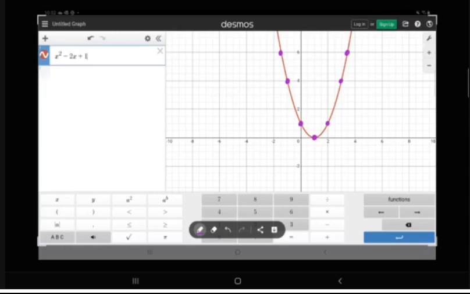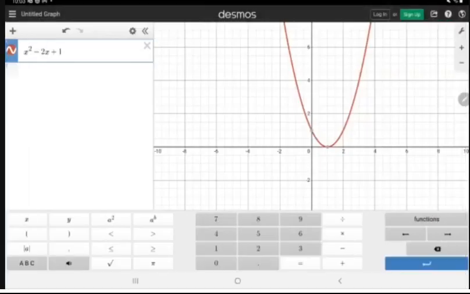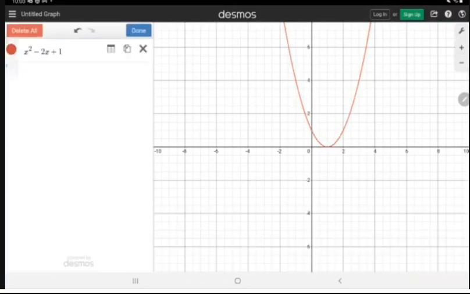Hold on, let me rewrite this. Okay. So that function will let you create a table. If you click this little settings button, there is a table option. It looks like a grid and says convert to table.